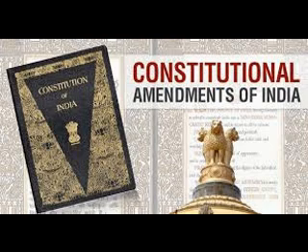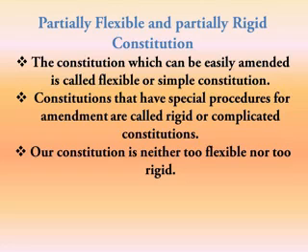The second feature of our Constitution is that it is partially flexible and partially rigid. What do you mean by flexible and rigid? The constitution which can be easily amended is called a flexible or simple constitution. What do you mean by amendment? Amendment means changes. The constitution can be corrected. We can change the articles.